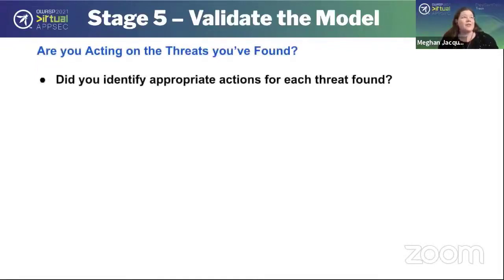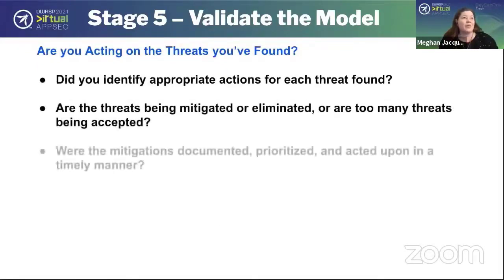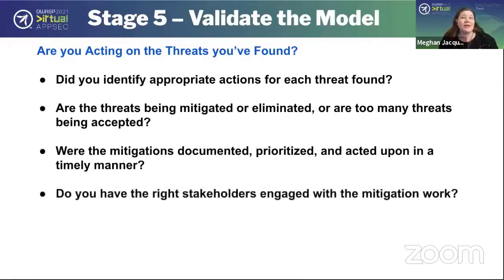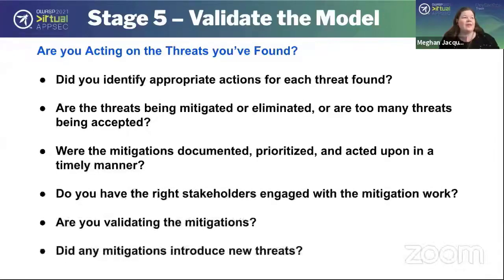So as you're working through this, did you then act on those threats that you found? I've already walked through those 4 different things you can do. And as you're documenting, did you prioritize and act on those in a timely manner and figure out, did those mitigations work? And are you validating the mitigations? And this is the last question that I really like, this one. Did any mitigations introduce new threats?